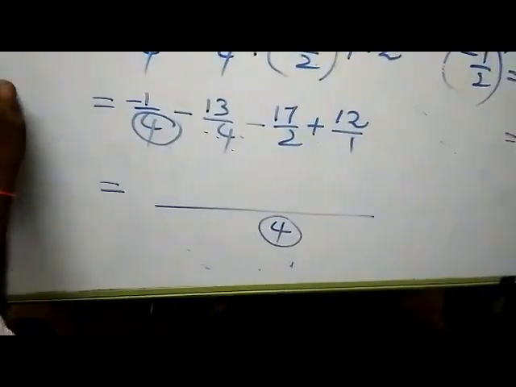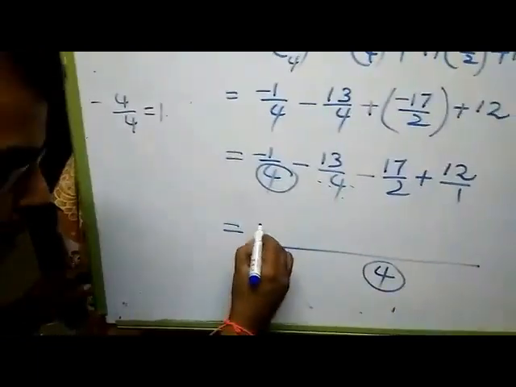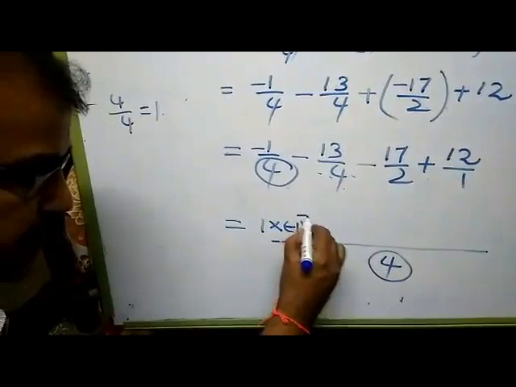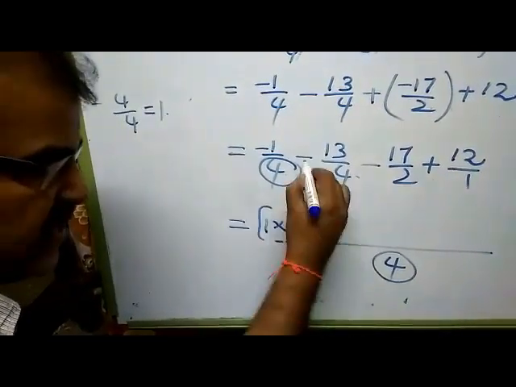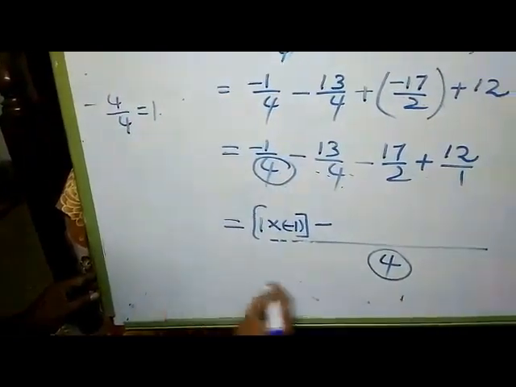4 divided by 4 is equal to 1. This one into that minus 1. This minus I am writing. 4 by 4 again is equal to 1.